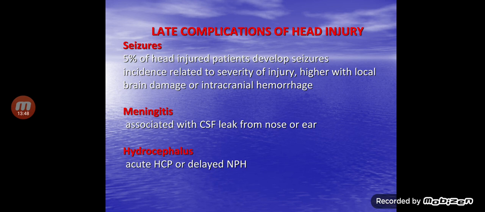So back again, in the late complications of the head injuries, we may get seizures. 5% of the head injured patients can develop seizures, and the incidence is related to the severity of the injuries, being high with local brain damage. Meningitis, as we said, is associated with penetrating injuries. Another source of complication is hydrocephalus, whether acute or a delayed one.